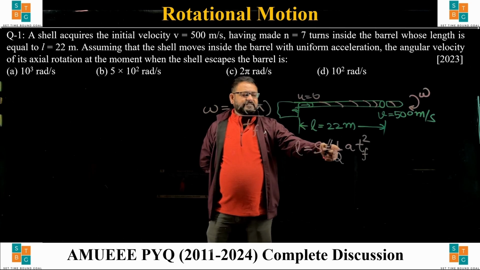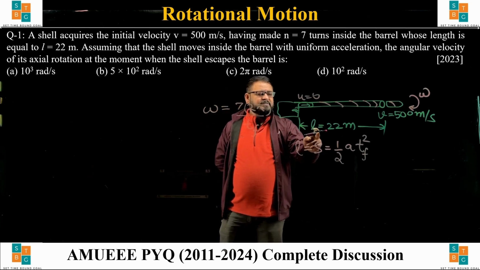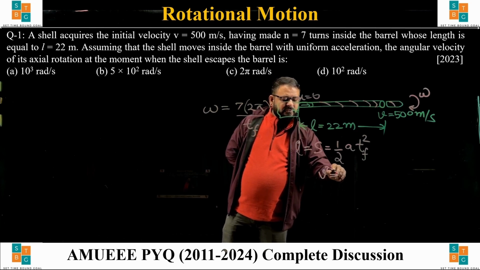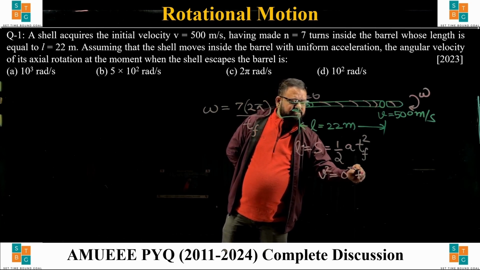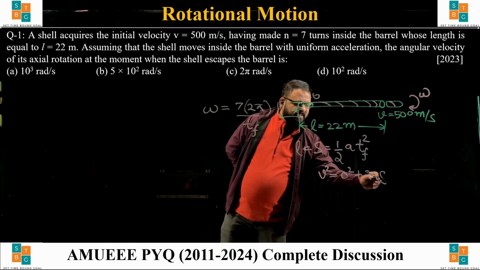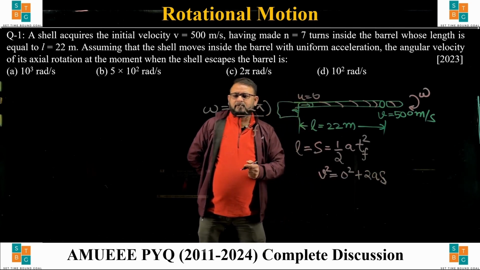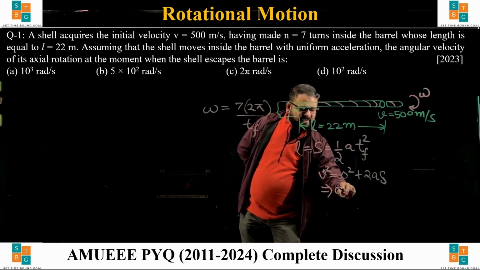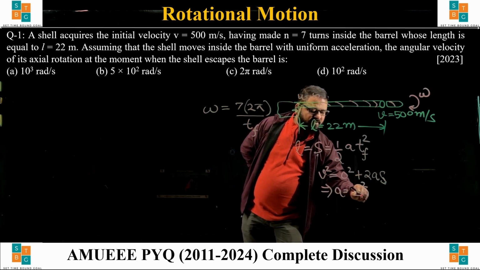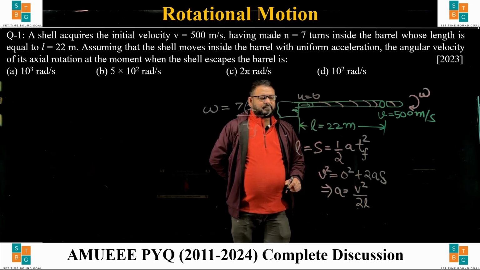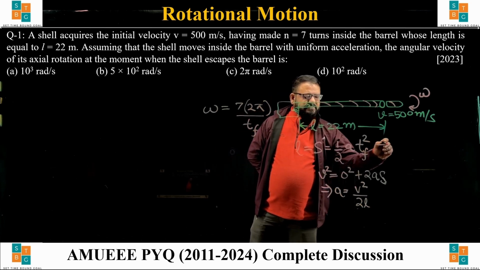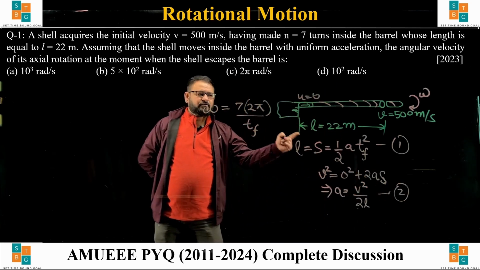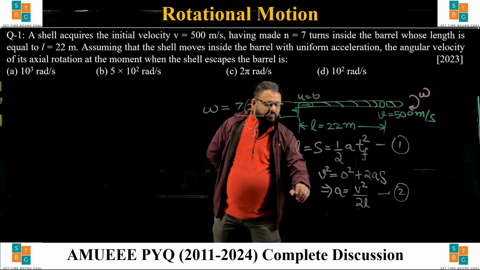But we don't know the acceleration. But we know S and V. So we can use the third equation: V square is U square plus 2AS. Right, and we know S, so from here we will get A. The acceleration is V square by 2L. And if you plug it in here, this is our first equation, this is the second equation. So if you plug the second equation into the first equation, what will you get?